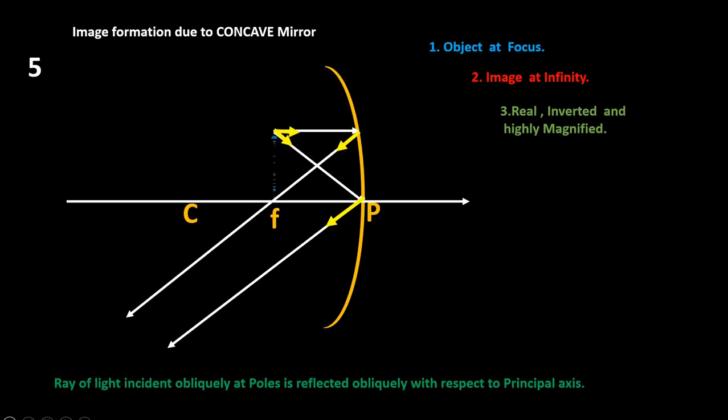Let's see the fifth case of image formation. When the object is at or on the principal focus, then the image forms at infinity. This image is real, inverted and highly magnified.